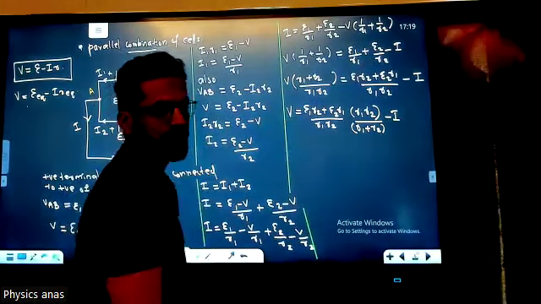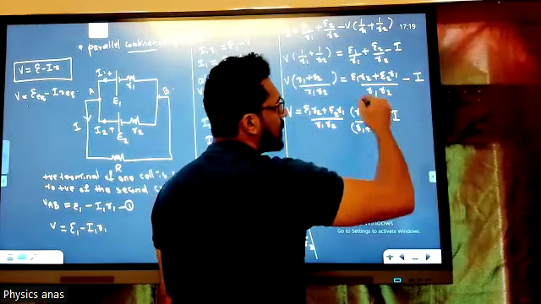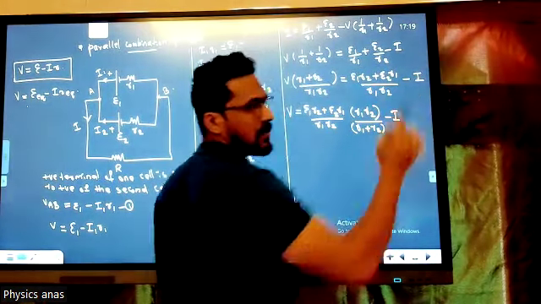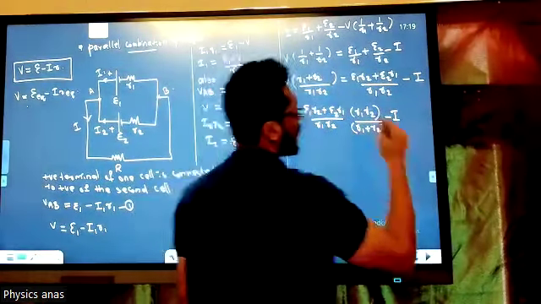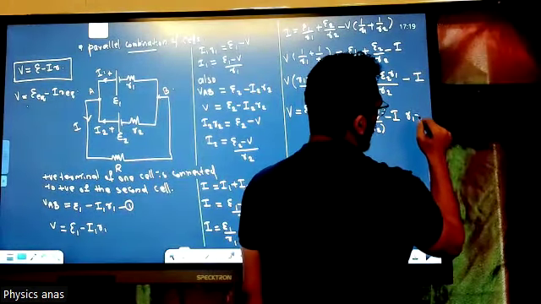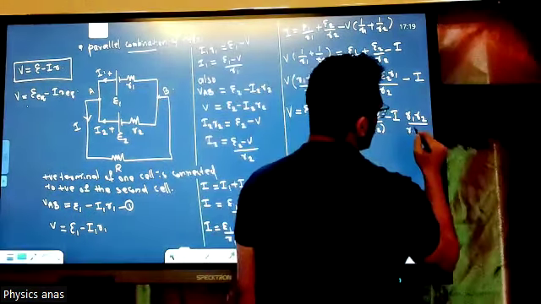this term is coming to the other side, right? This applies to this term and the term of I also. So minus I into R1 R2 will be coming to the top, divided by R1 plus R2.